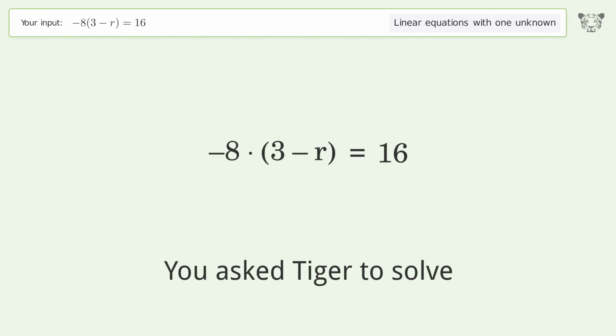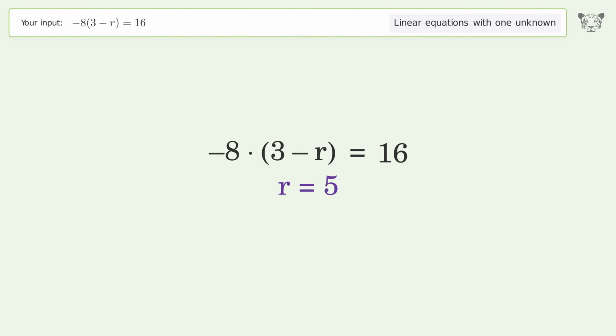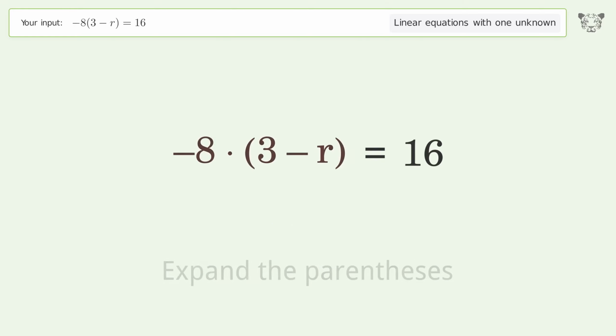You ask Tiger to solve. This deals with linear equations with one unknown. The final result is r equals 5. Let's solve it step by step. Simplify the expression. Expand the parentheses.